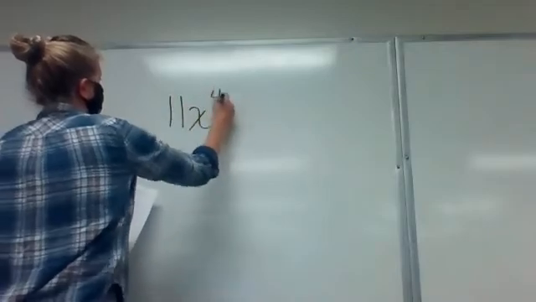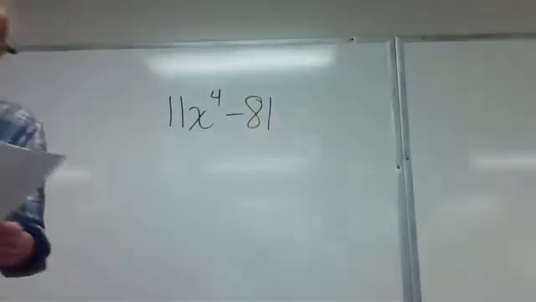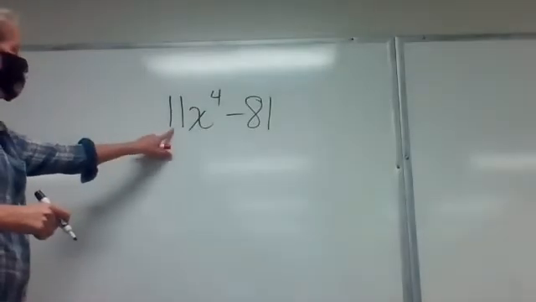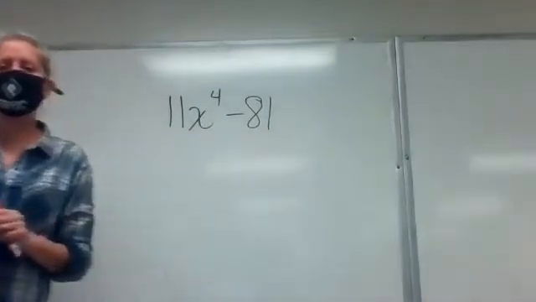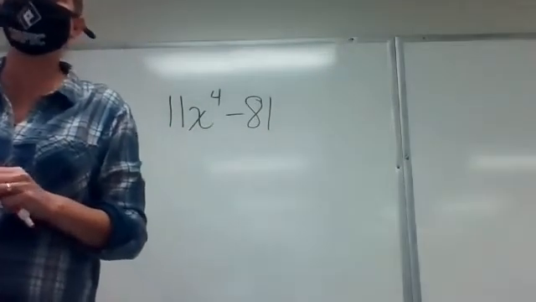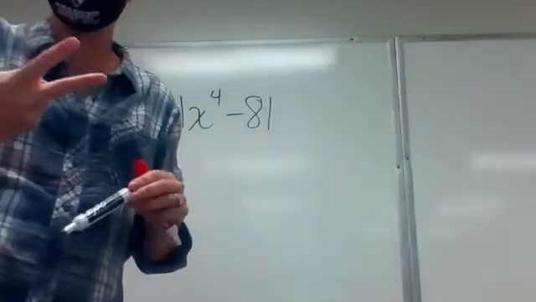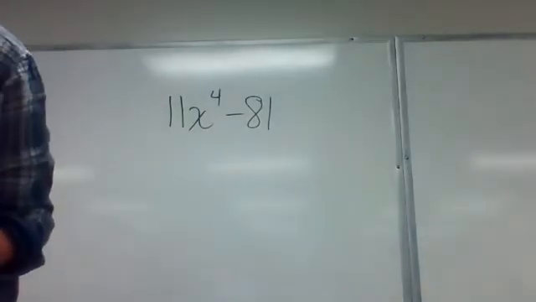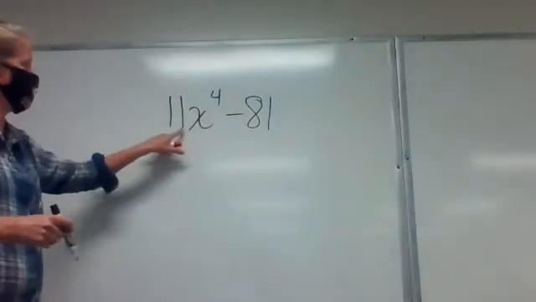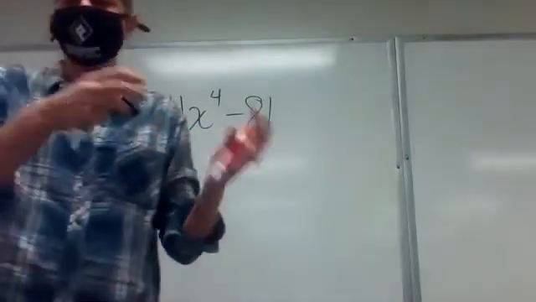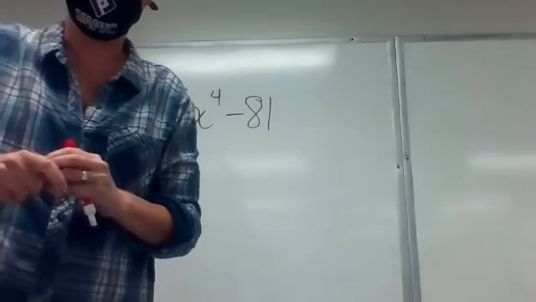11x to the 4th minus 81. So let's see here. Looking at just the number part, I've got an 11 and a negative 81. Well, let's see what goes into both of those. With the 11, 11s are good numbers because there's only two numbers that go into 11 because it's prime. So 11 and 1 are the only numbers that go into this, right? Well, the only number they have in common is a 1. So if a 1 is in common, there's no reason to pull it out. 1 goes into everything, okay?